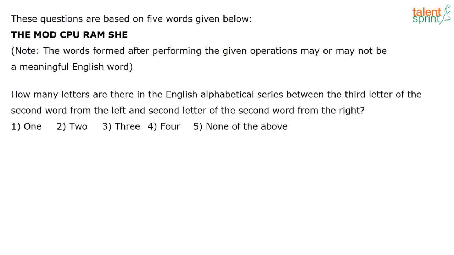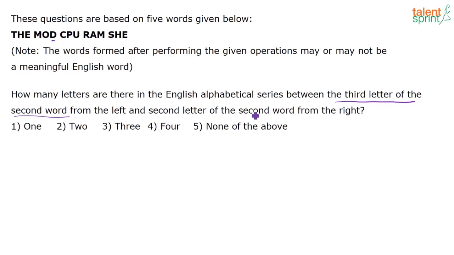Okay, now let me solve it for you. How many letters are there in the English alphabetical series between the third letter of the second word from the left and the second letter of the second word from the right? Which is the third letter of the second word? This is the second word, correct? MOD. Now what is the third letter? It's going to be D, correct? The second word from the left is MOD, and the third letter in this word is going to be D. Now the second word from the right is going to be RAM.